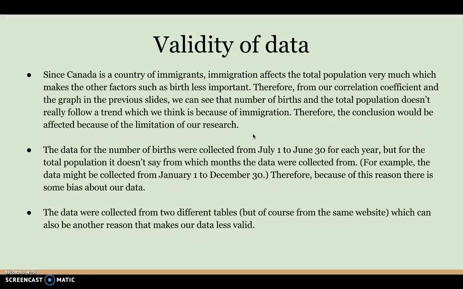The data for the number of births were collected from July 1st to June 30th for each year, but for the total population, it doesn't say from which month the data was collected. For example, the data might be collected from January 1st to December 31st. Therefore, because of this, there is some bias in our data. Also, the data were collected from two different tables, but of course from the same website, which can also be another reason that makes our data less valid.